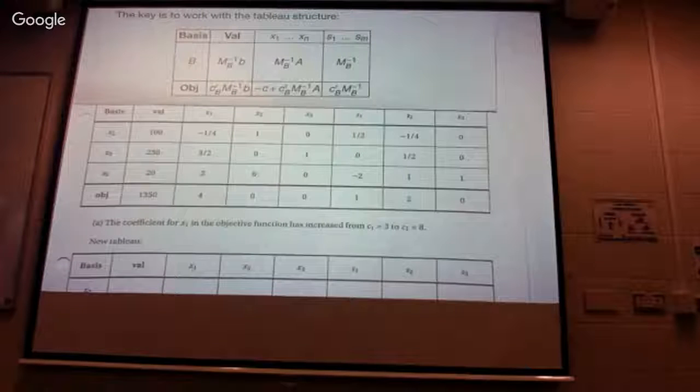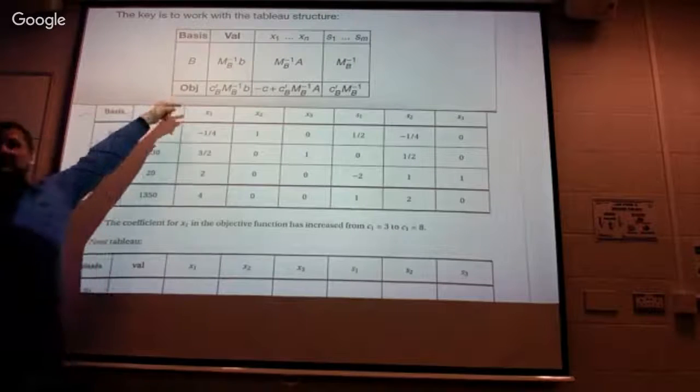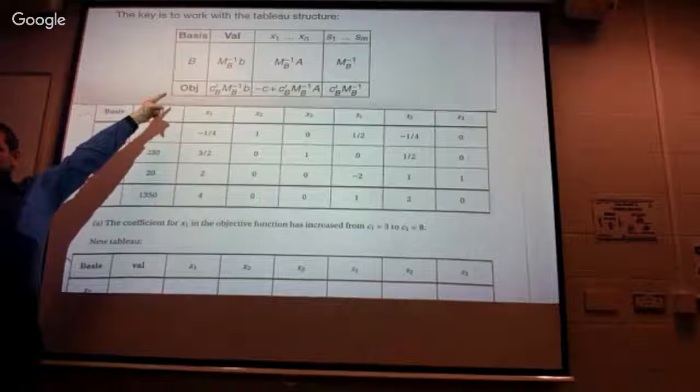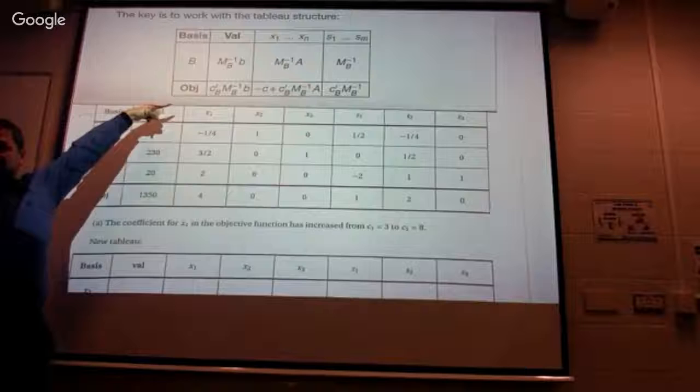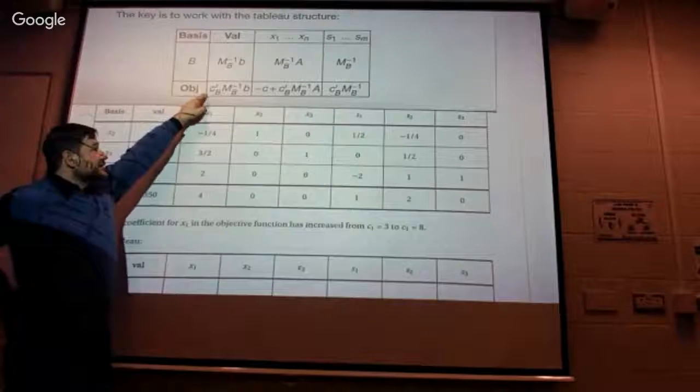The objective row. Some things in the objective row are going to change. Nothing is going to change in the top part because there's nothing that's got anything to do with the objective in the top part. So it's only the objective row. Okay, that's observation one.